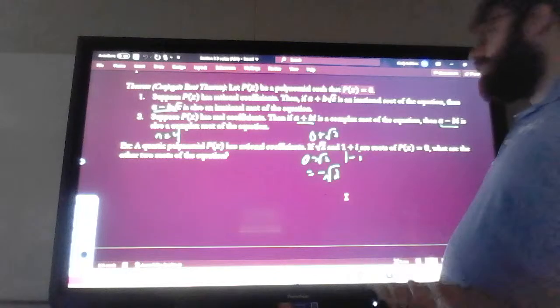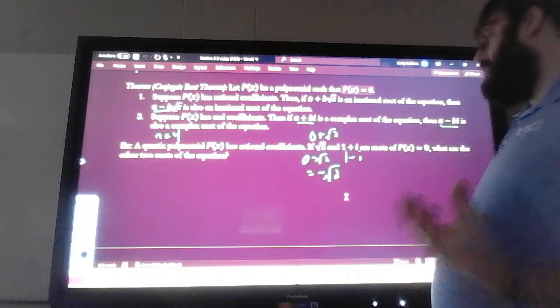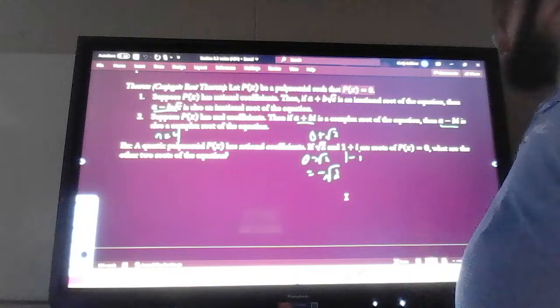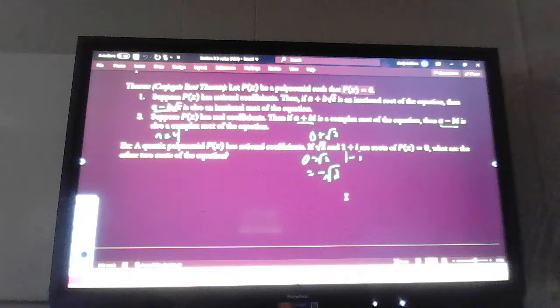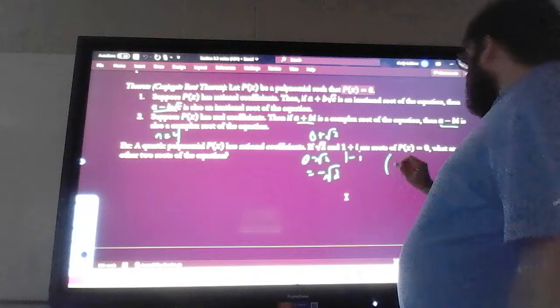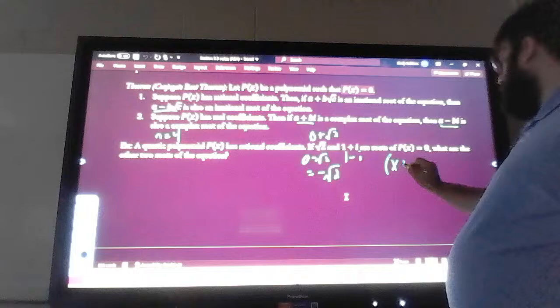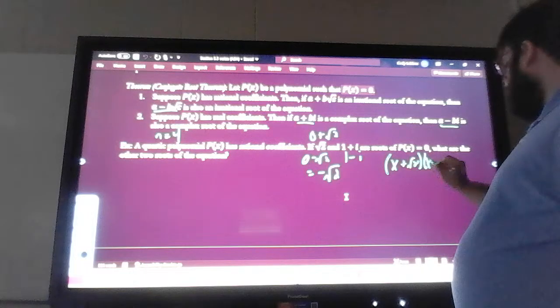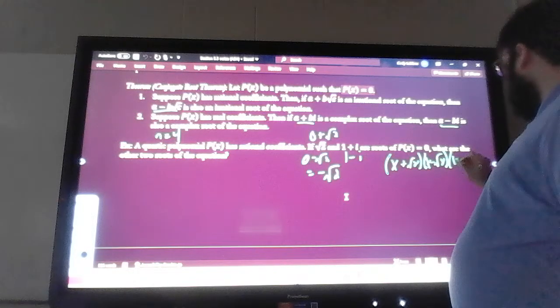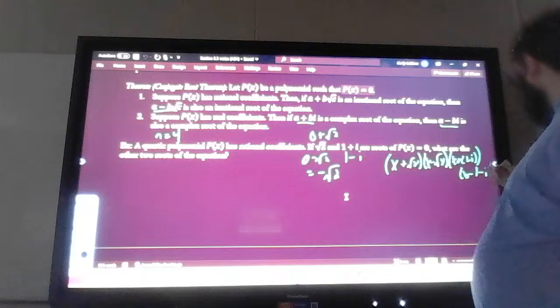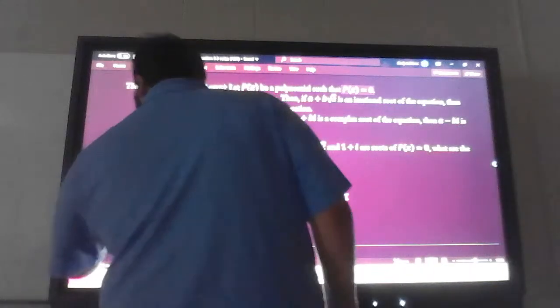Okay? And I can actually go ahead and write out these roots as factors, and I can find out what kind of polynomial this is, right? Because these are solutions, I can also write them as factors. x plus square root of 2 times x minus square root of 2 times x minus (1 plus i) times x minus (1 minus i), and so on and so forth, right? Which leads us to the next example.